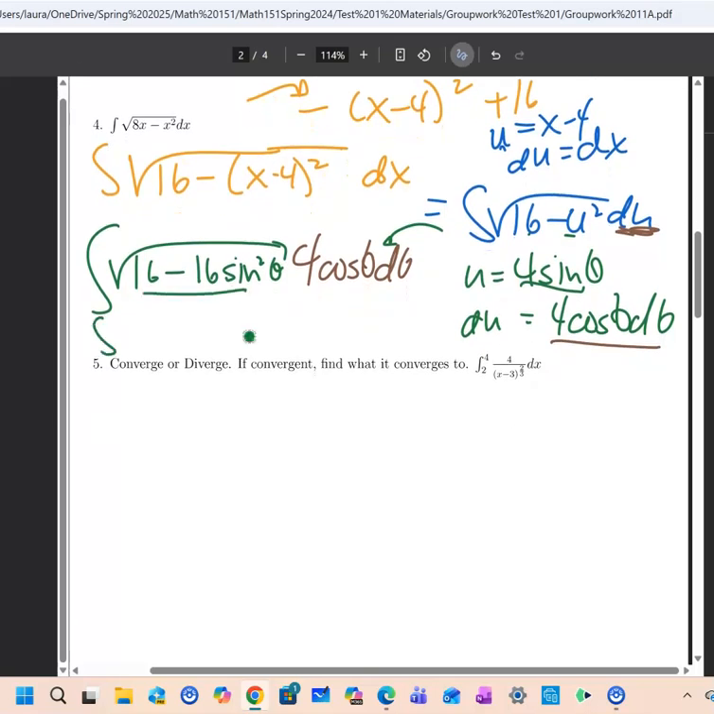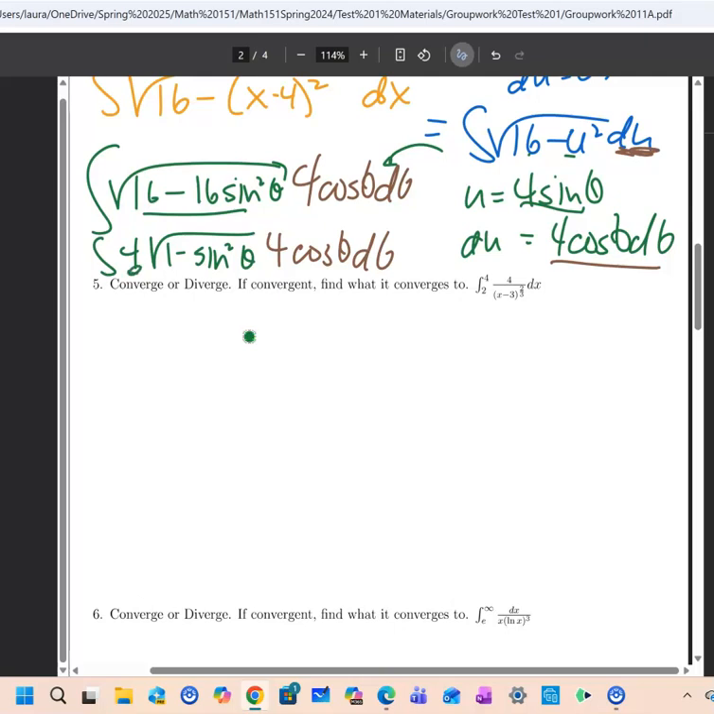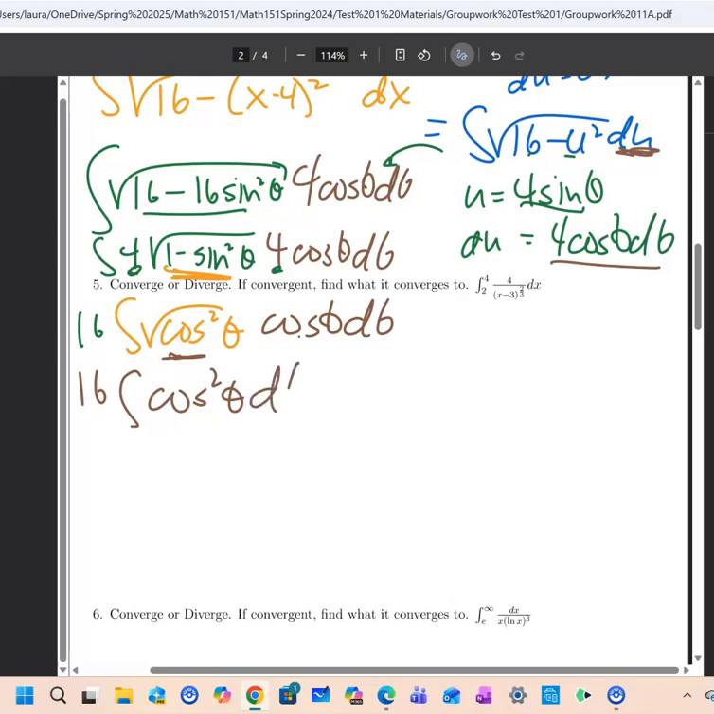Let's see what happens here. I can factor out the 16, the square root of 16 is 4, times the square root of 1 minus sine squared theta. And I carry along this 4 cosine theta. So these two 4s can come outside to be a 16. And then, oh, will you look at that? This gives me the square root of cosine squared, and I carry along this cosine. So I get 16, cosine times cosine, cosine squared. Wow. What do I do with cosine squared?